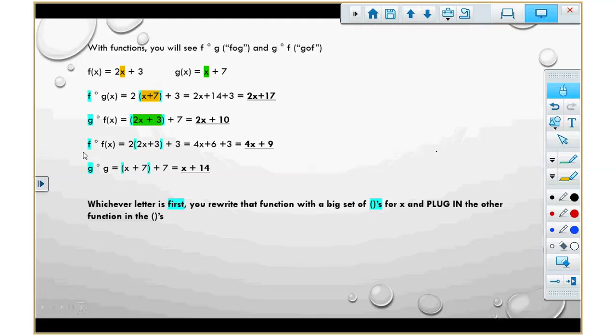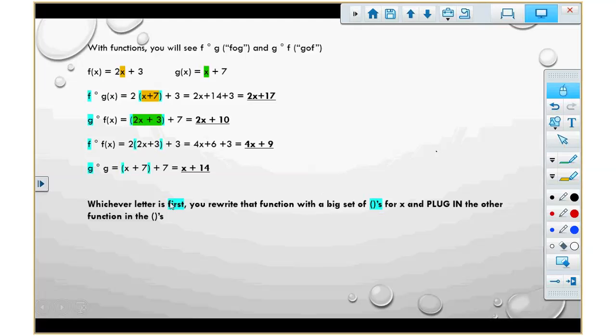Well, what about f composed of f? F composed of f, I'm going to rewrite f with a big set of parentheses. And what am I going to plug in it? F. G composed of g, I'm going to rewrite x plus 7 with a big set of parentheses, and I'm going to plug x plus 7 in there.